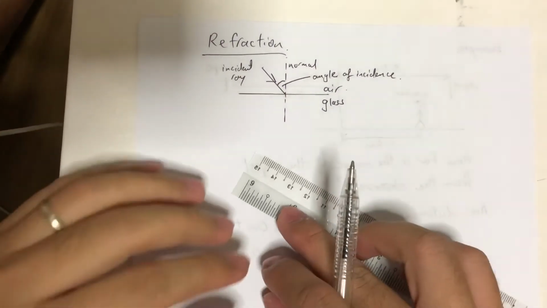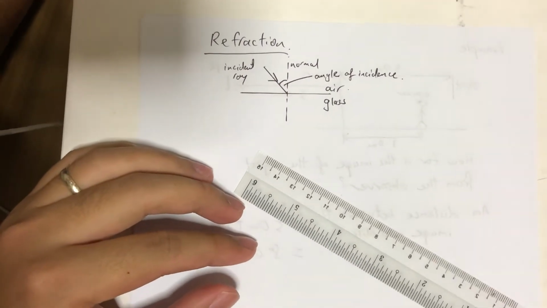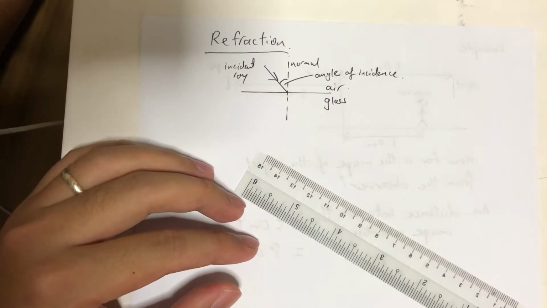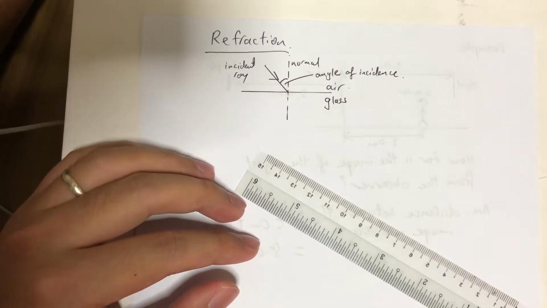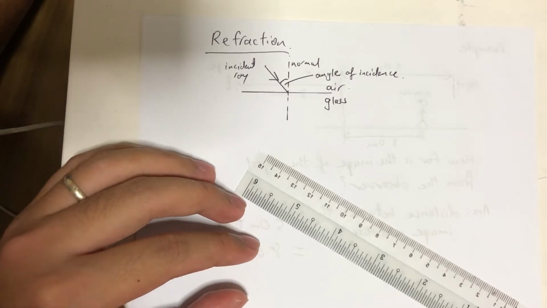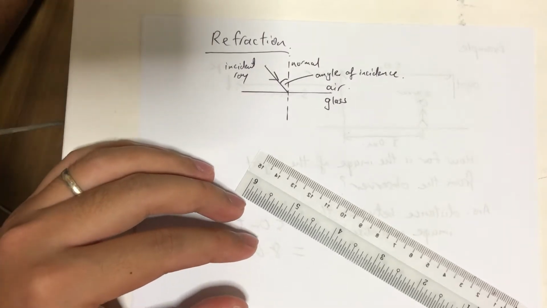Hi students. In this video we are going to talk about refraction of light. Refraction of light is actually the idea of bending of light. So how does this come about?